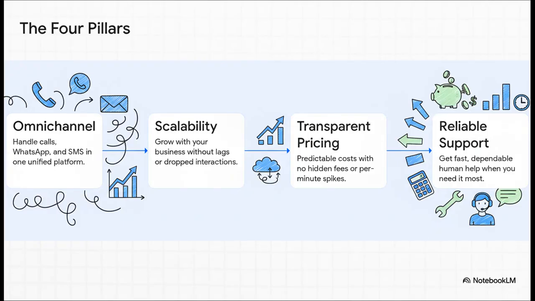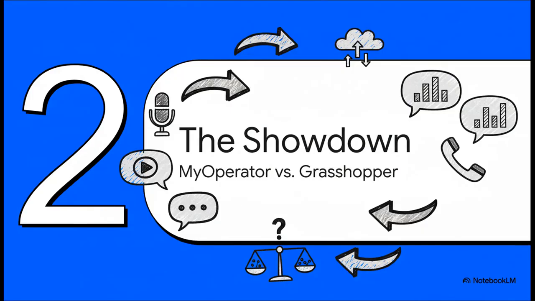First up, omni-channel capability. Basically, can it bring all your communications, your calls, WhatsApp, SMS, all of it, into one single place? Next, ease of scaling. Is this thing going to grow with you, or is it going to buckle under pressure when your business takes off? Third, transparent pricing. Super important. Are you going to know what you're paying each month, or are there nasty surprises hiding in the fine print? And last but not least, reliable support. When things go wrong, can you actually get a hold of a real person to help you out? These are the non-negotiables.